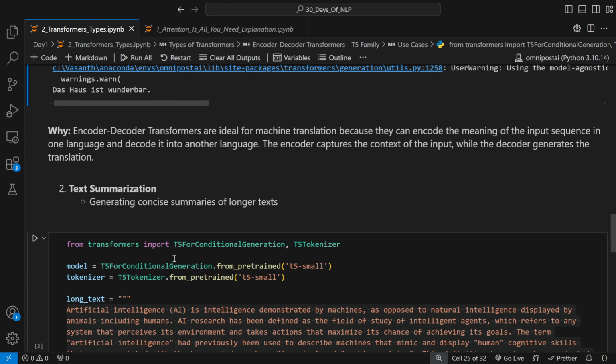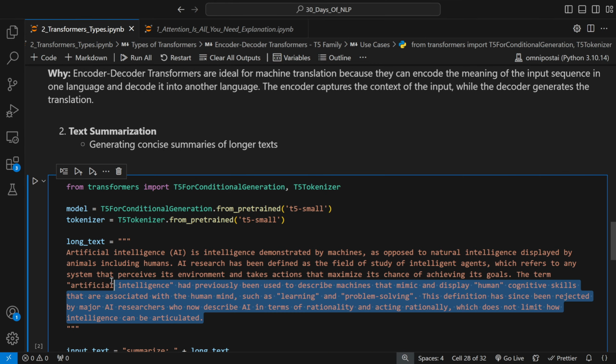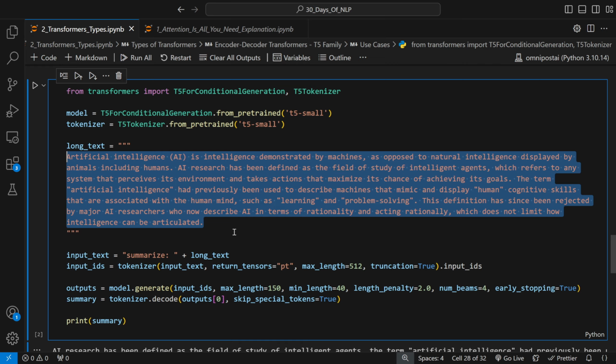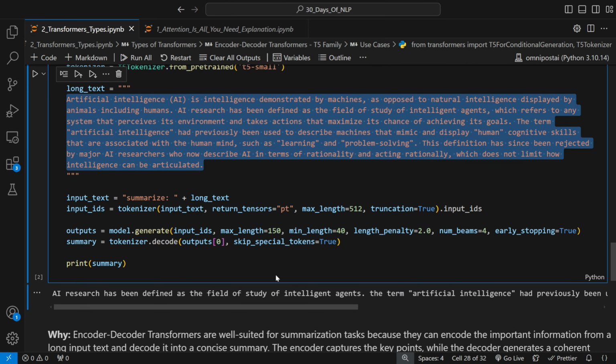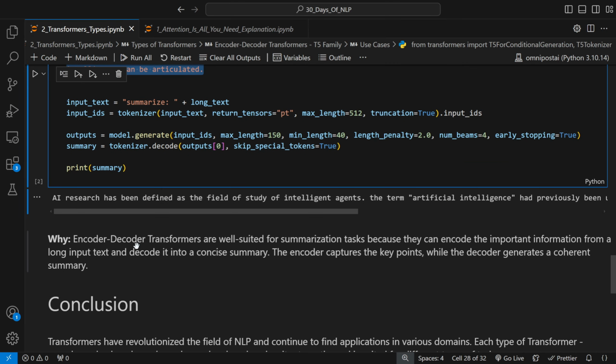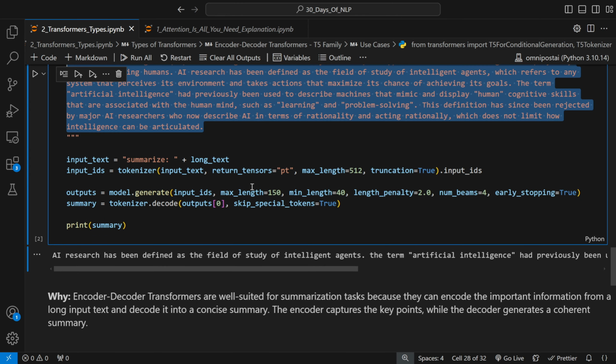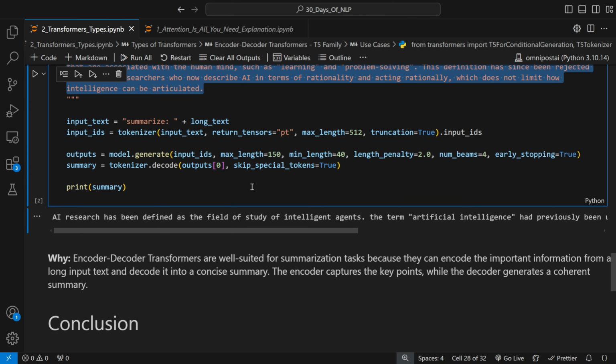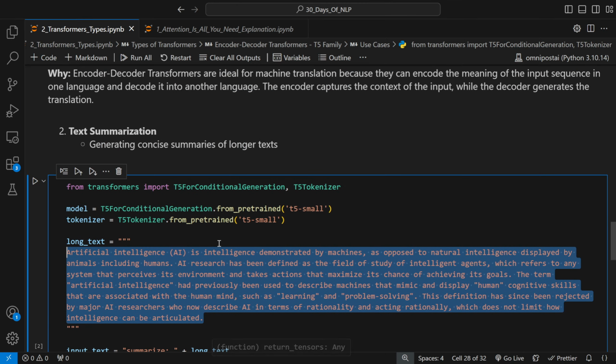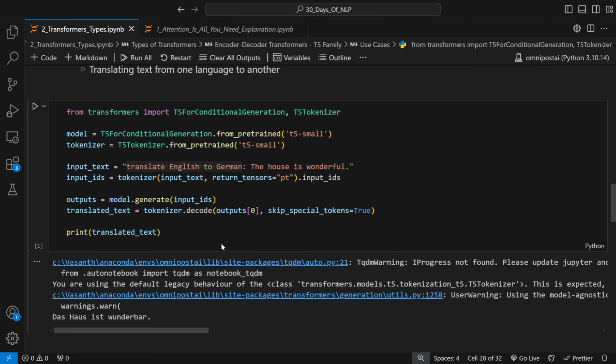And then there is another use case where you want to summarize text. Here you have it. When I gave a passage, it was able to summarize it. And here, if you see, the encoder-decoder transformers are well suited for summarization tasks, because the encoder can capture the important information from a long input text, and then the decoder will summarize it by generating the next word. Okay, a similar case was with translation.